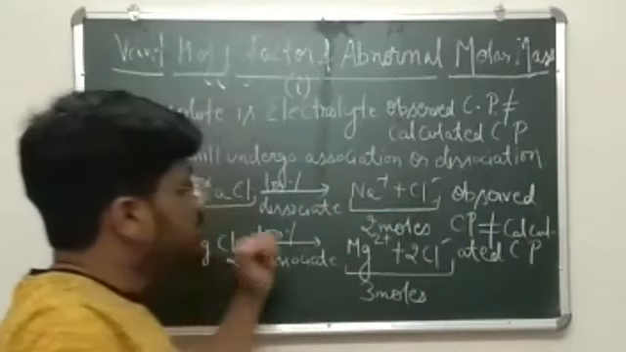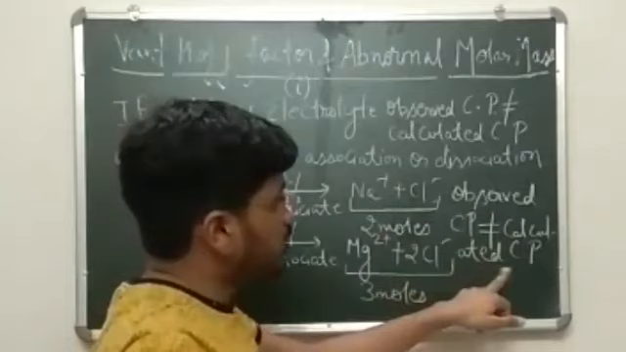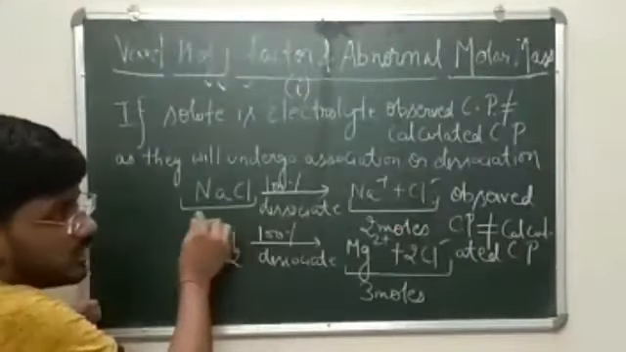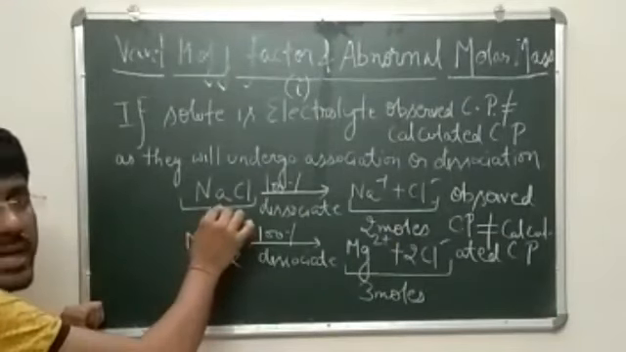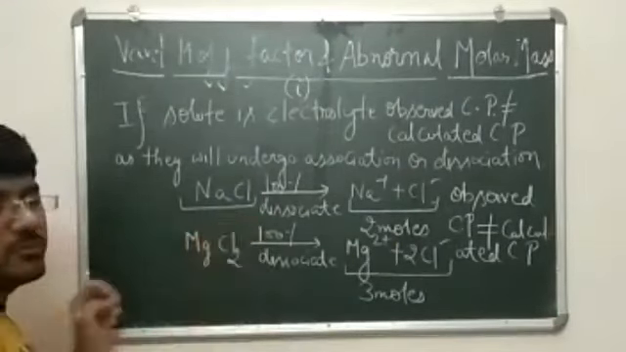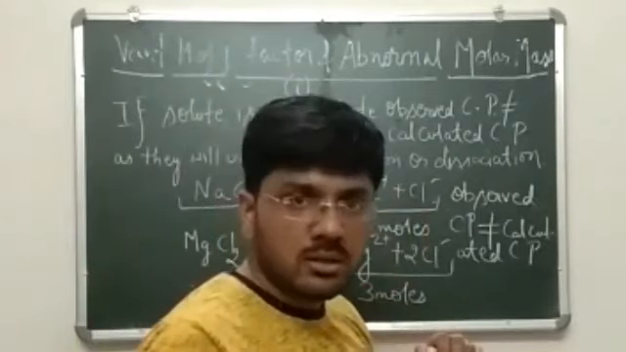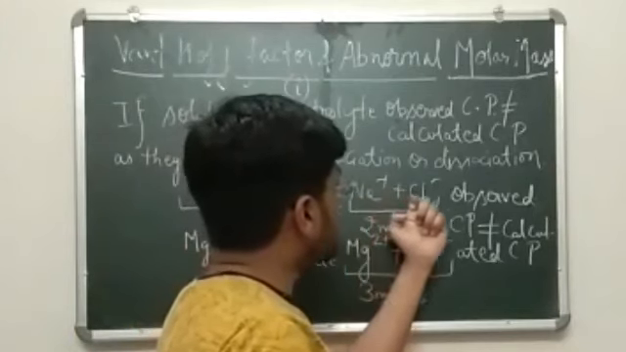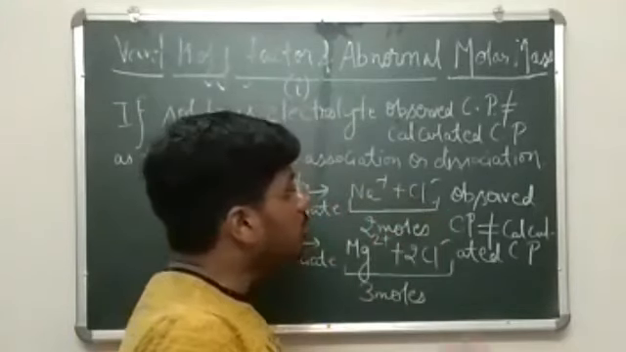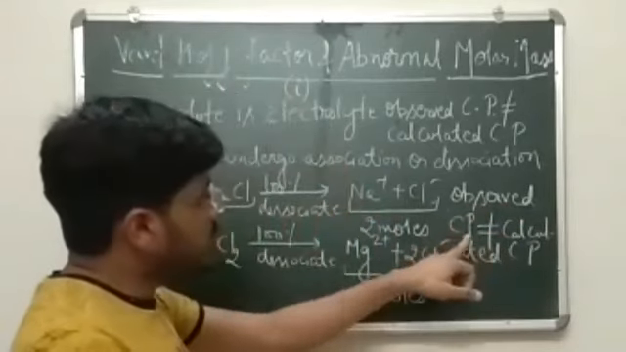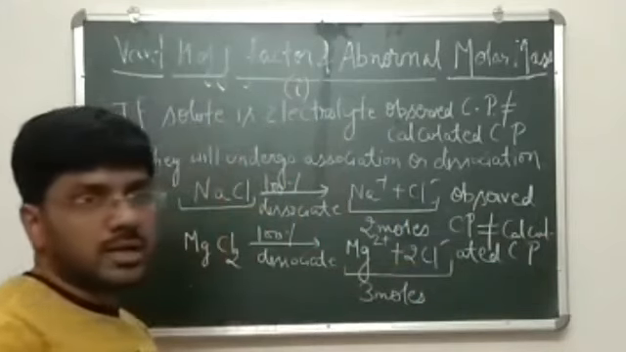Now, in this case, the observed colligative property is not equivalent to the calculated colligative property, because the colligative property which we calculate from the formulas discussed till now is according to 1 mole of NaCl. But actually in the solution, because of dissociation, we have obtained 2 moles of particles: one is sodium plus and the other is chloride ion. So the observed colligative property is according to 2 moles. So we can say that the observed colligative property is not equivalent to the calculated colligative property.